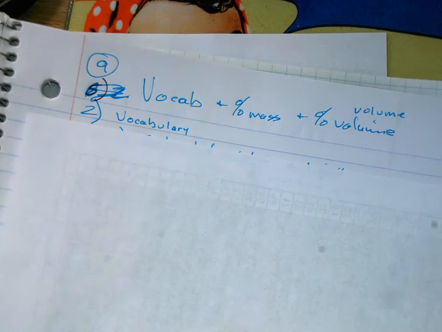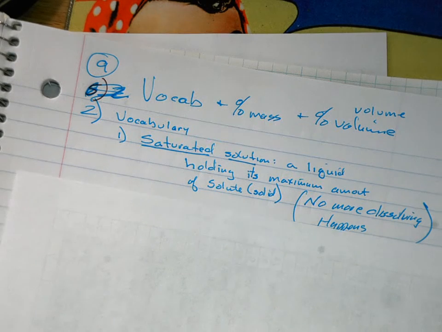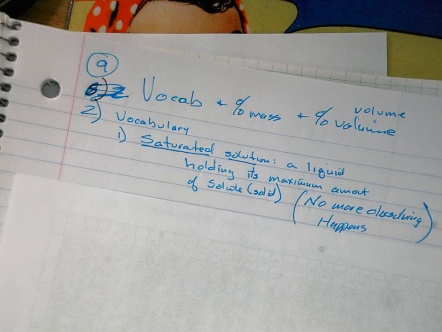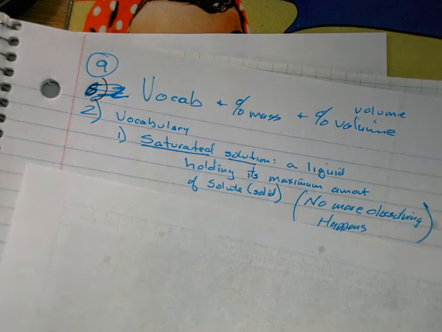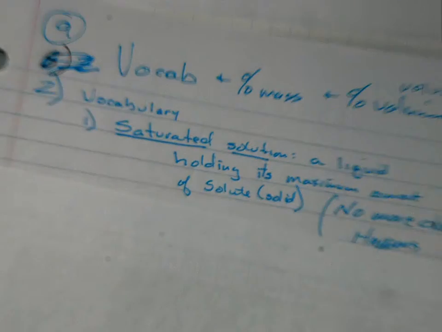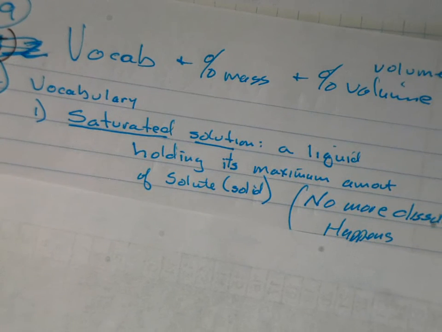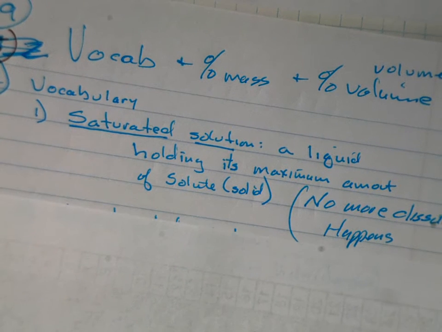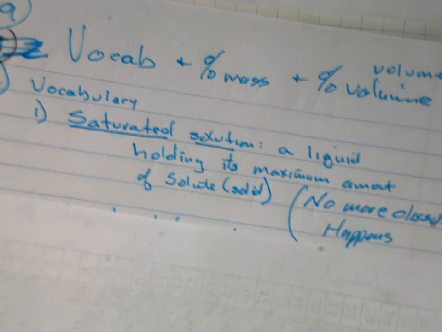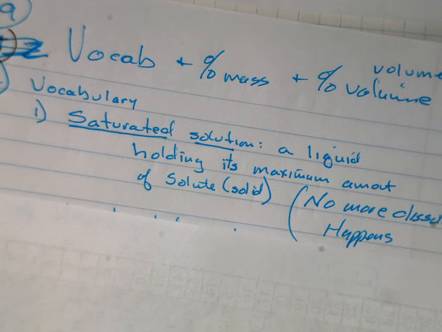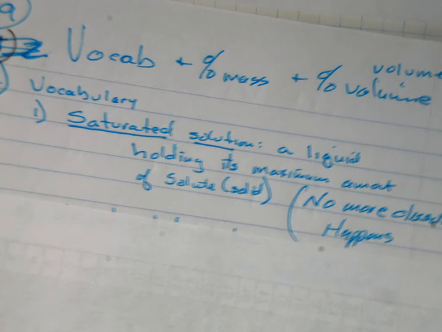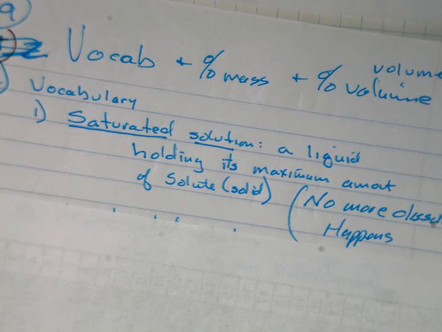Vocabulary terms. So the first one I'd like you to put down is saturated solution. I'll zoom in here. Saturated solution. It's a liquid holding its maximum amount of solute. And if you're not sure what solute is, then you need to put that's the solid. So, saturated solution. A liquid holding its maximum amount of solute.